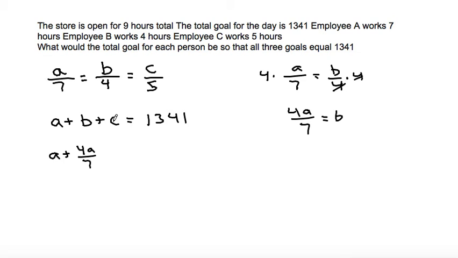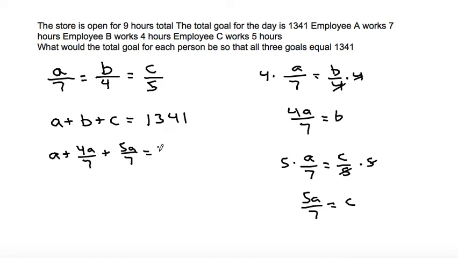And then similarly, we want to write C in terms of A. So we can write A over 7 is equal to C over 5, and then multiply both sides by 5 to solve for C, to get that 5A over 7 is equal to C. So we can plug in 5A over 7 for C, and that's equal to 1,341. From here, we have one equation and one variable, so we can solve.